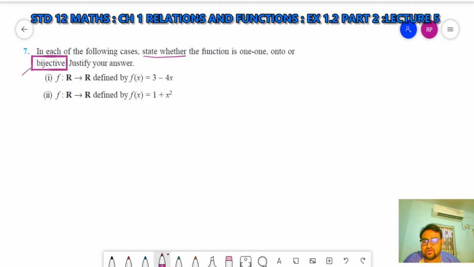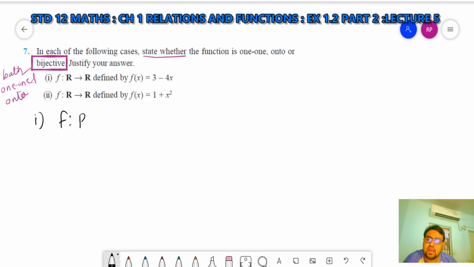Bijective means when a function is both one-one and onto, then the function is called bijective, right? See, a one-one function is also called an injective function, and an onto function is called surjective. And if it is both injective as well as surjective, meaning both one-one and onto, then it is called a bijective function. Okay, so now first let's start with the first one.